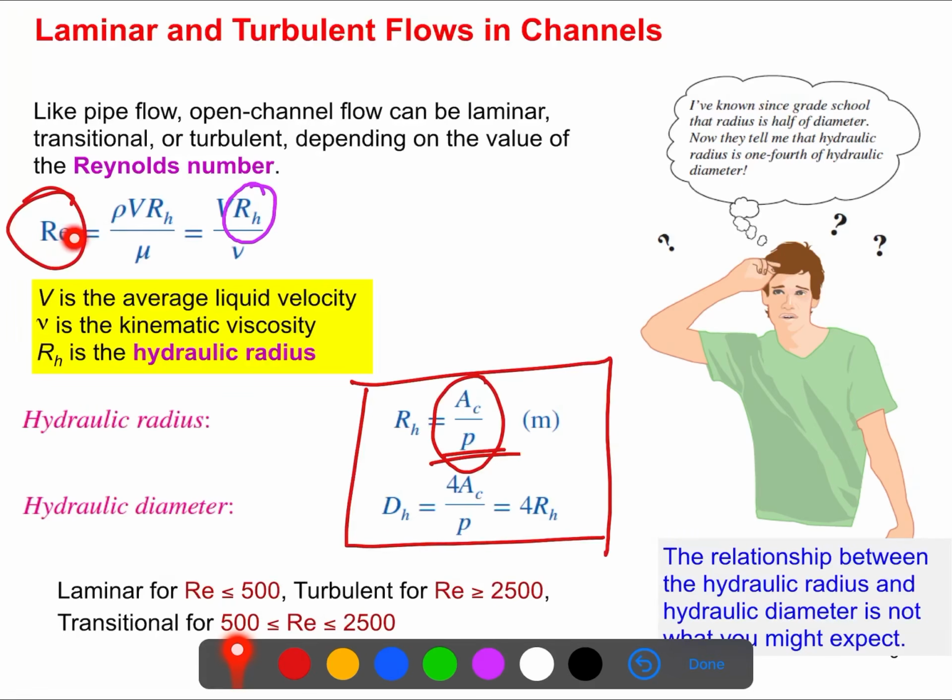We'll see some differences between the pipe flow, the internal flow, and this open channel flow. For internal flow, we know if the Reynolds number is less than 2300, then it is laminar. Now in open channel flow it's different. If it is less than or equal to 500, then laminar. If it is greater than or equal to 2500, that means this is turbulent. And in between these two values, this is transitional flow. So I believe you understand the difference between the internal flow and the open channel flow. And that's it for now.